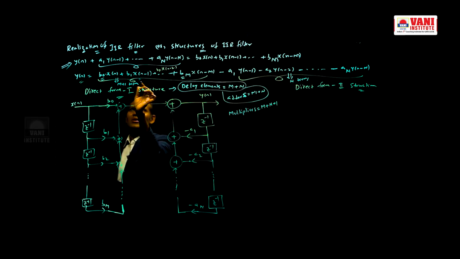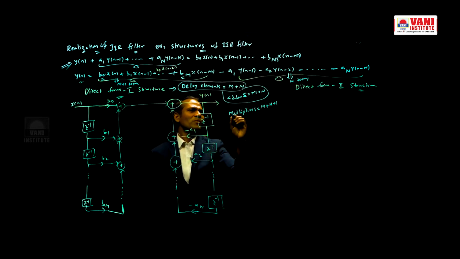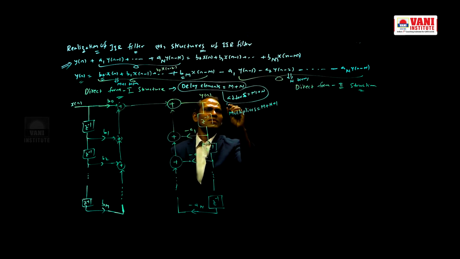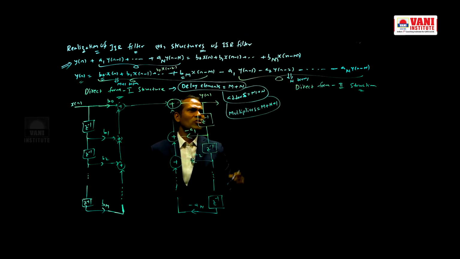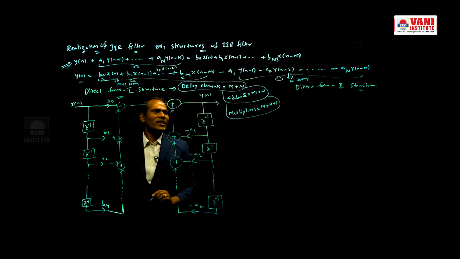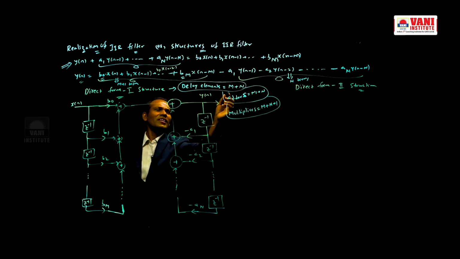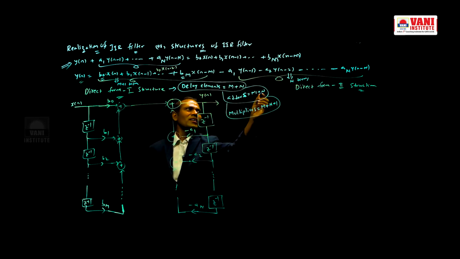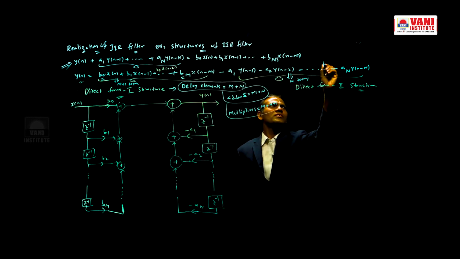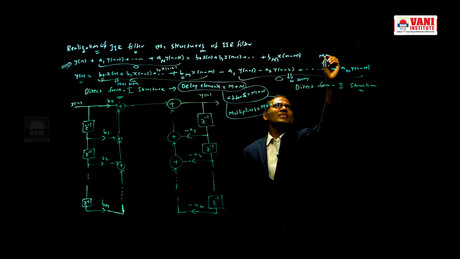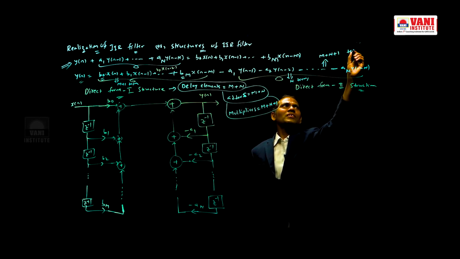Here m plus 1 terms are there, so m plus 1 multipliers here, because b0 is multiplied with x, b1 is multiplied with x of n minus 1, and so on. So the number of multipliers will be m plus n plus 1. And you may get one doubt about adders, why it is m plus n. See, if you observe carefully, here the total number of terms are m plus n plus 1 terms.